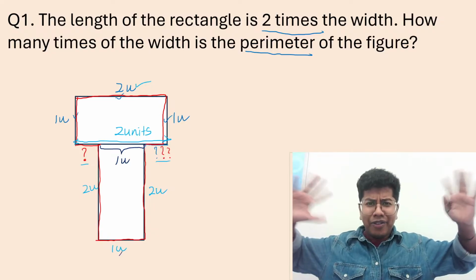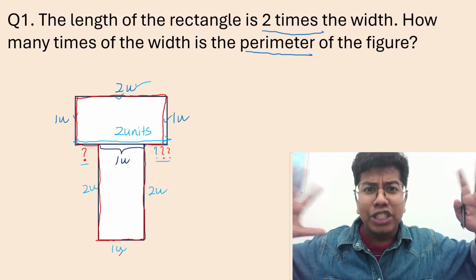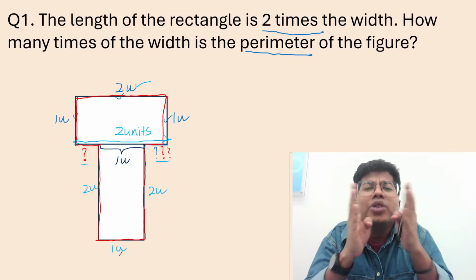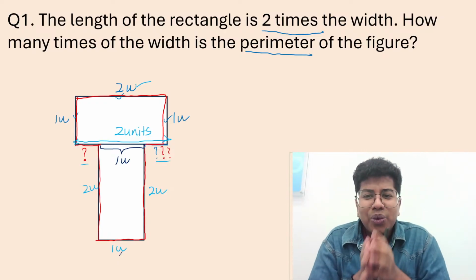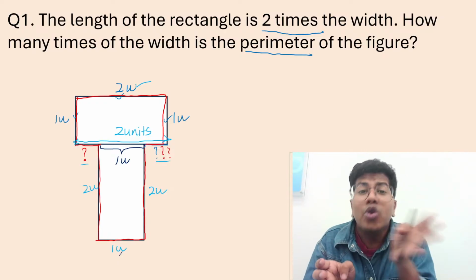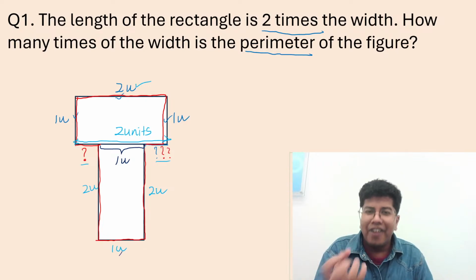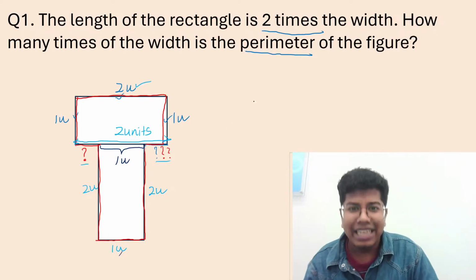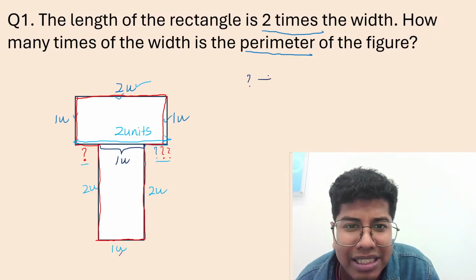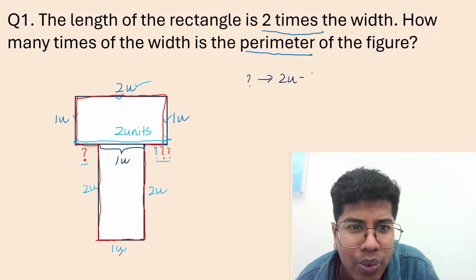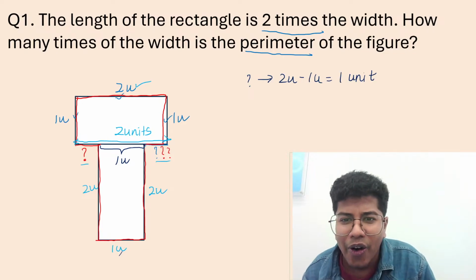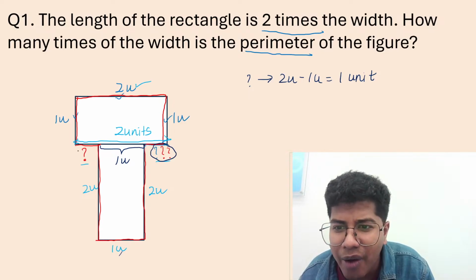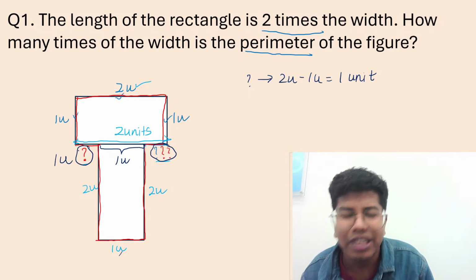So there's one thing we can observe. The total length is 2 units, and the part 1 unit is removed. So what is the value of this two question marks? Perfect. The two question marks is nothing but just 1 unit. That is nothing but the question mark simply is 2u minus 1u, which is equal to 1 unit. So for this two question marks, now we know the value is just 1 unit.